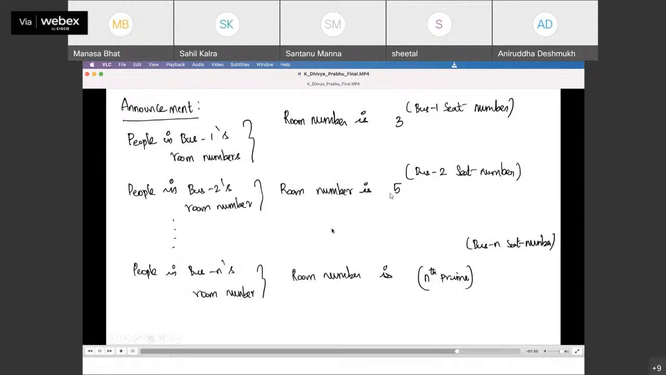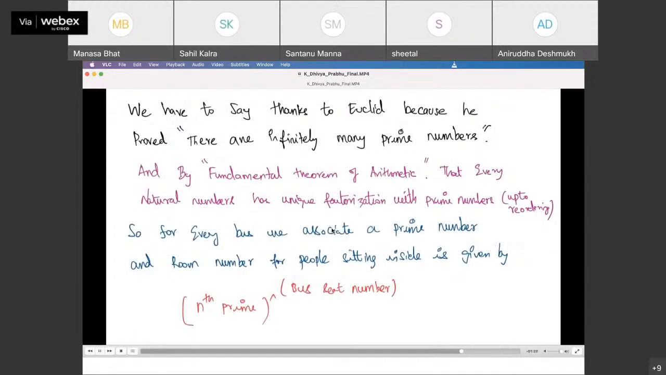So this is the general pattern we are going to follow: 3, 5, 7, and these are all prime numbers. So in this way, we resolved all this problem.